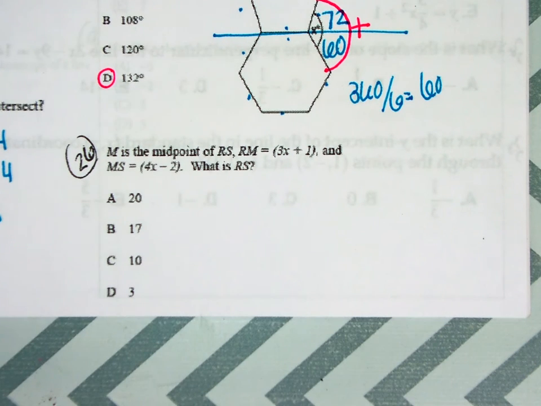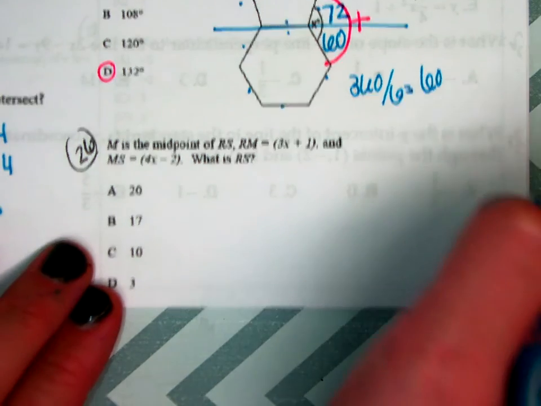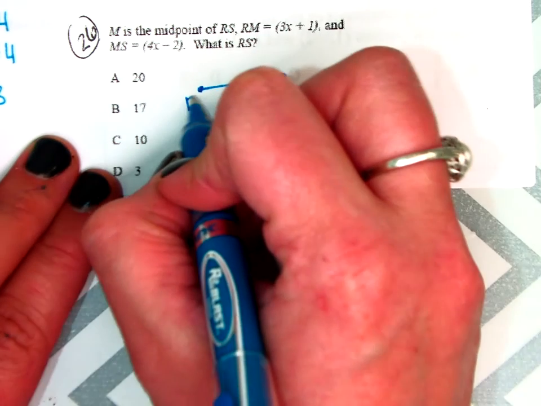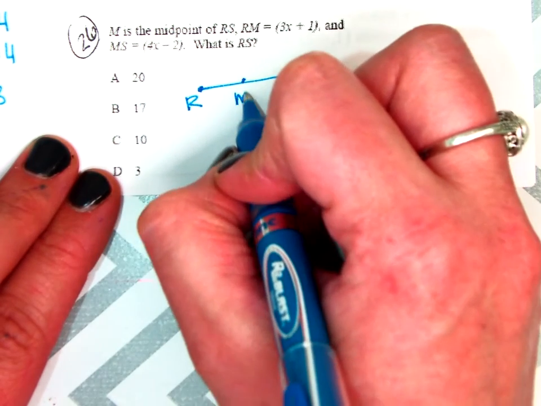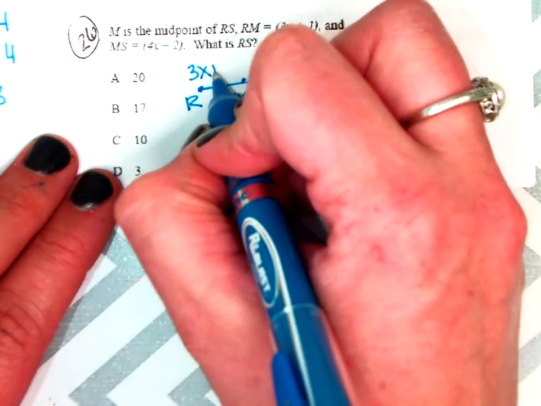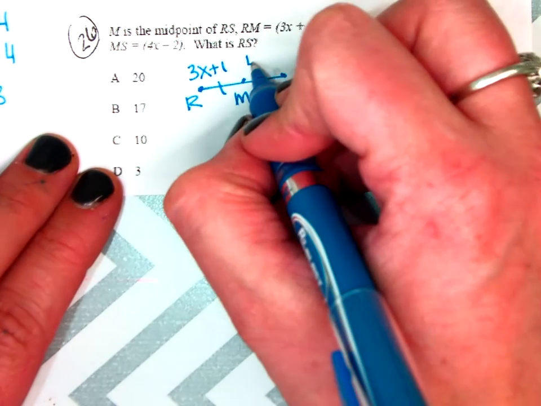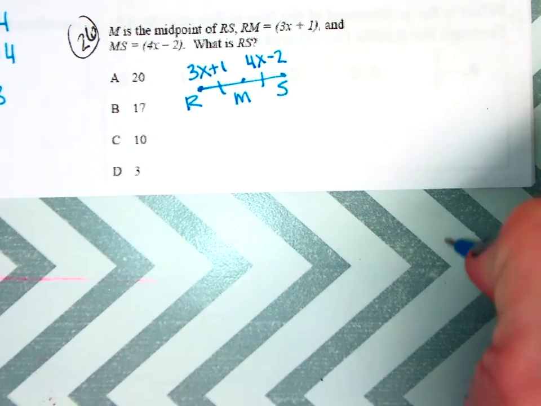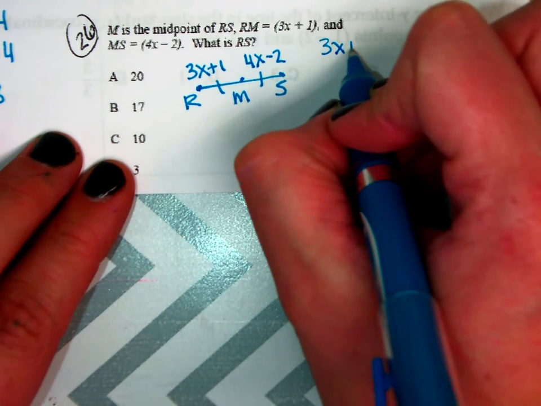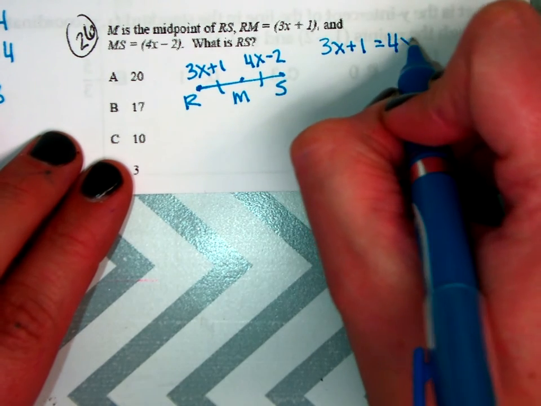26, M is the midpoint of RS. RM is 3x plus 1, and MS is 4x minus 2. What is RS? I would take a second to draw the picture. I would highly recommend you sketch. R and S are the endpoints, M is the middle. That means these are equal. Midpoint means in the middle, which means it's the same. So 3x plus 1 has to equal 4x minus 2.